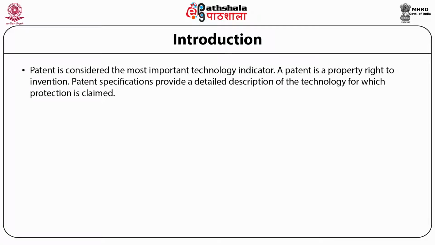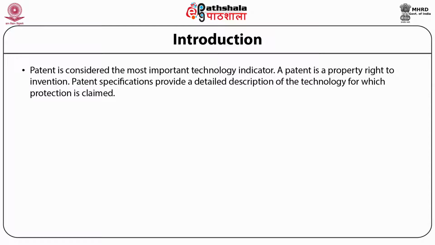Patent is considered the most important technological indicator. It is generally the first choice of any inventor to protect her invention by filing a patent. A patent is a property right to an invention. It is, friends, a legal document that gives the holder rights to his invention. These rights have national jurisdiction in which the patent is filed. Rights are applicable for 20 years from the date a patent is filed.